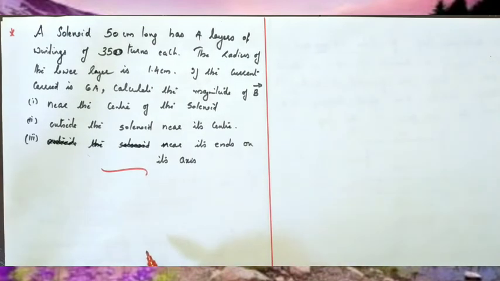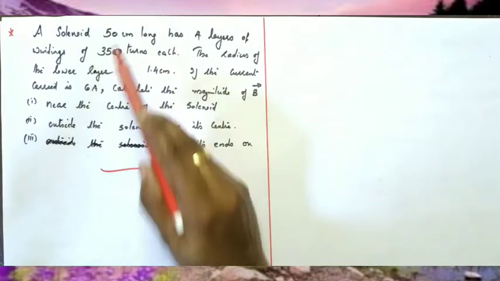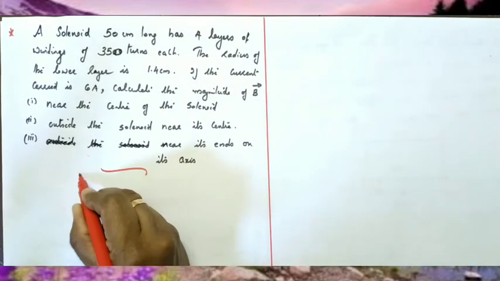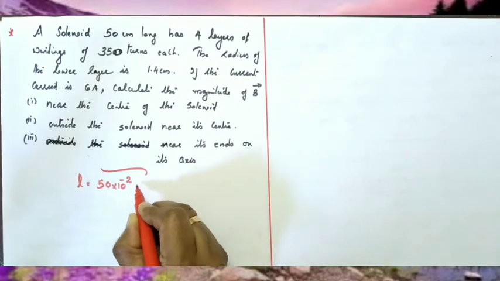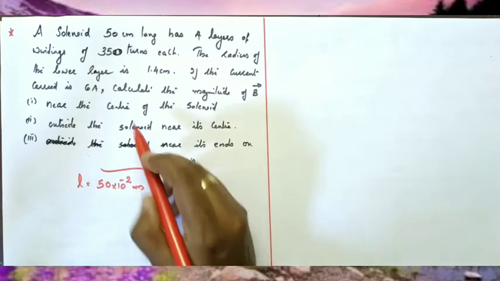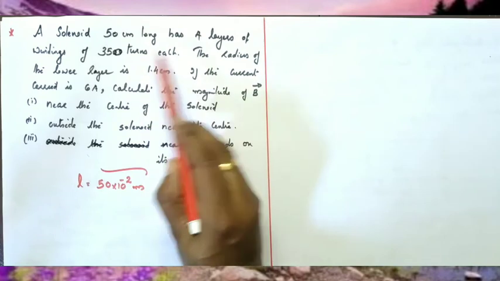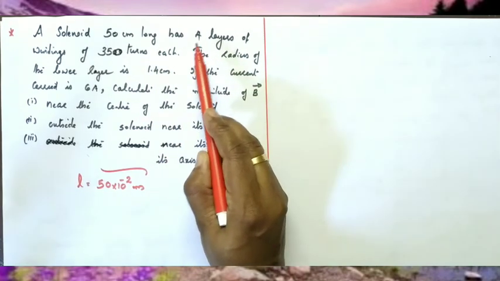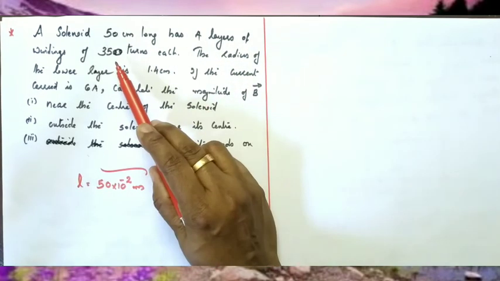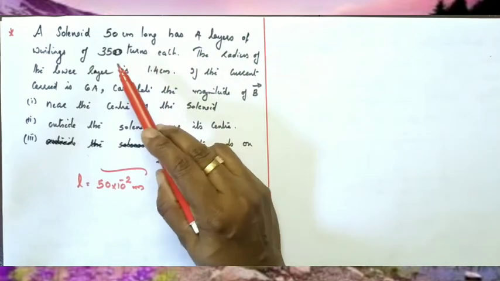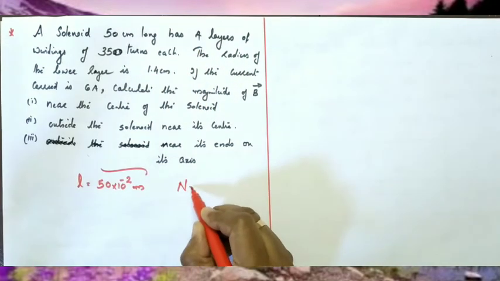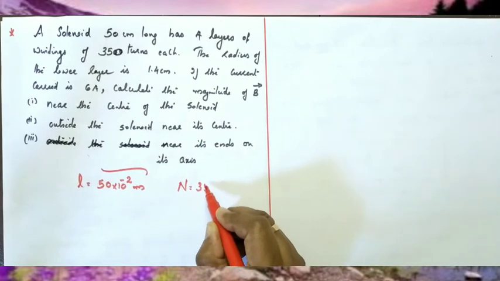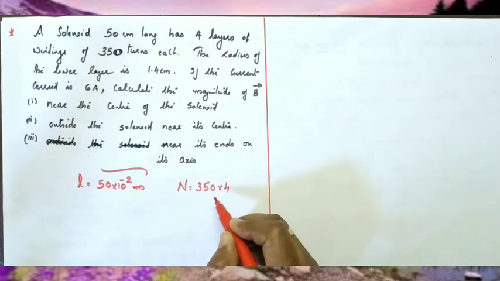Okay, so here this solenoid having length 50 centimeter. So length of the solenoid is equal to 50 centimeter. You can convert to meter: 50 into 10 raised to minus 2 meter. Number of turns 350 turns. So how many layers are there? 4 layers. So one layer having 350 turns. So what is the total number of turns? 350 into 4. Okay. So total number of turns is equal to 350 into 4.